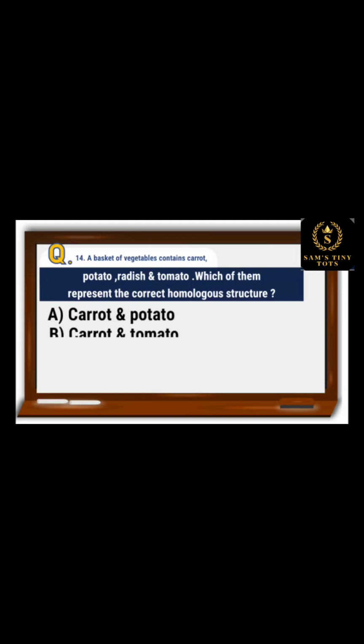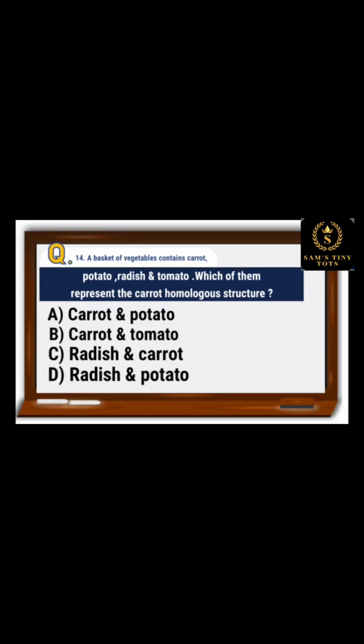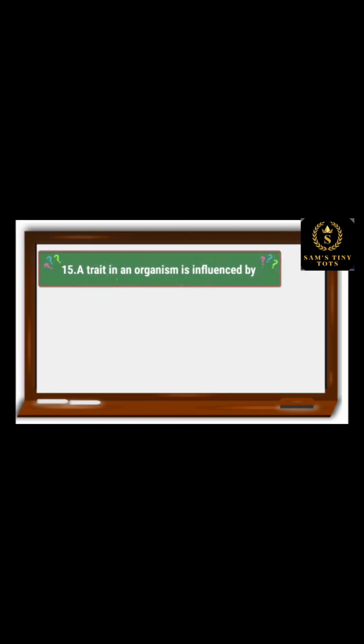14. A basket of vegetables contains carrot, potato, radish and tomato. Which of them represent the correct homologous structures? Option A, carrot and potato. Option B, carrot and tomato. Option C, radish and carrot. And option D, radish and potato. And the correct option is option C, radish and carrot.